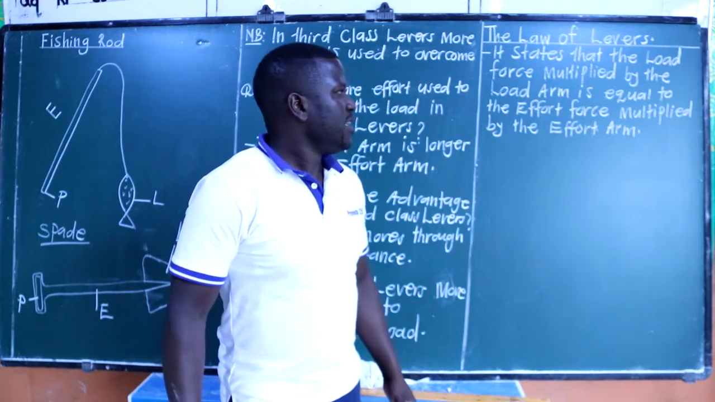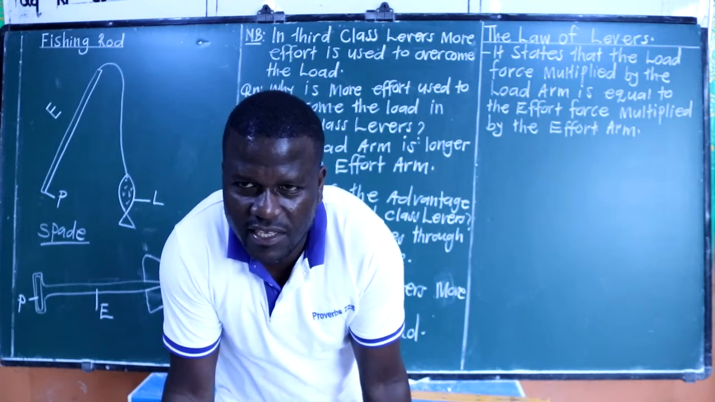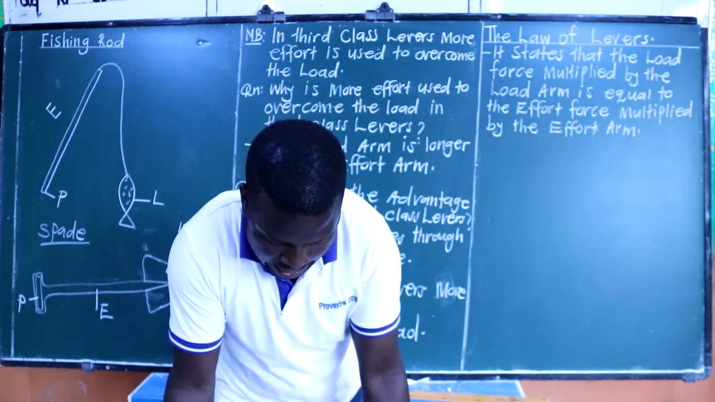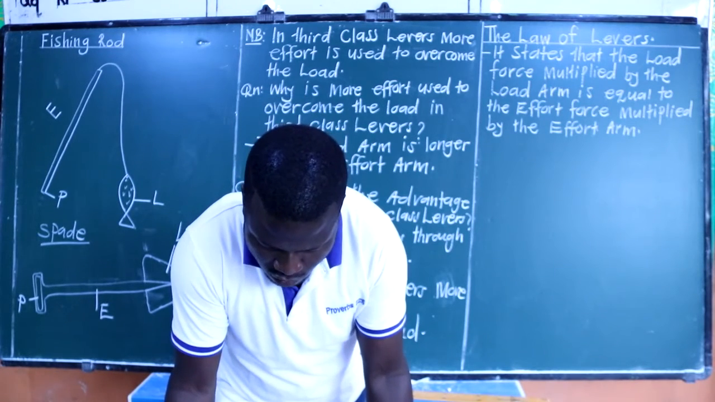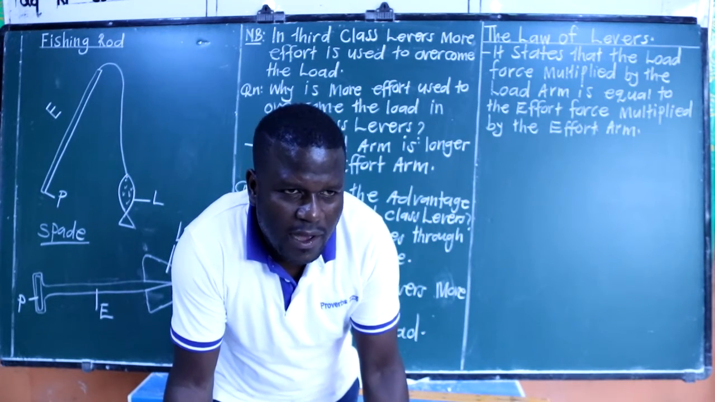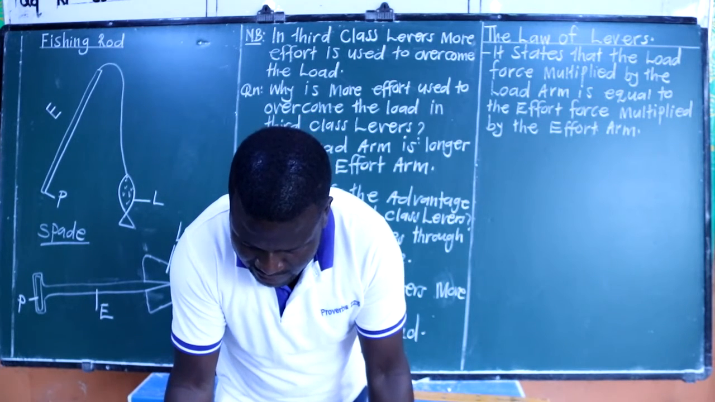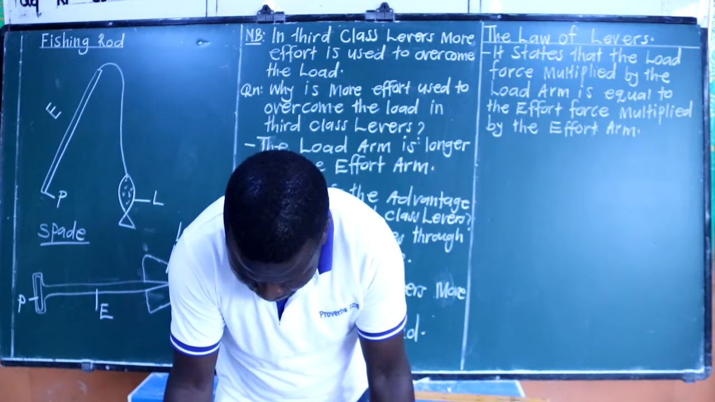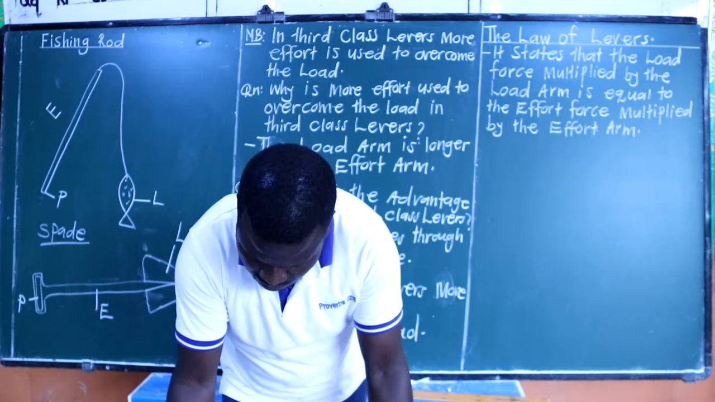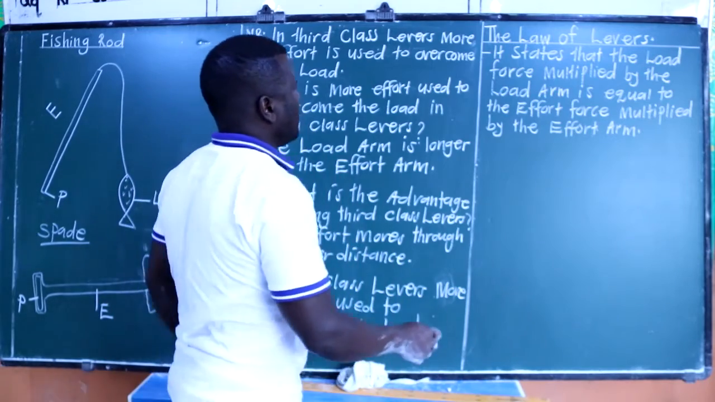It states that the load force multiplied by the load arm is equal to the effort force multiplied by the effort arm. I repeat, the law of levers states that the load force multiplied by the load arm is equal to the effort force multiplied by the effort arm. It also states that clockwise moments are always equal to anti-clockwise moments.